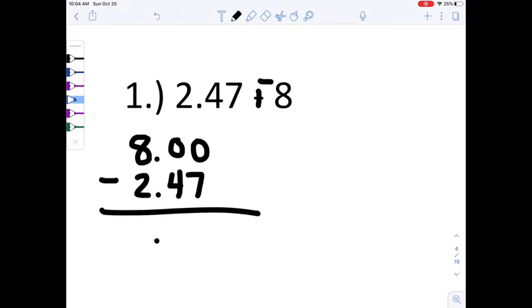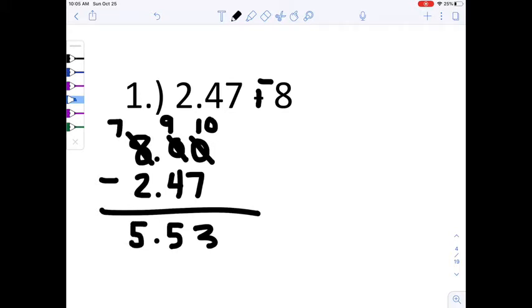I'm going to bring down that decimal point. And then I can't do 0 minus 7. I can't do 0 minus 4. I have to borrow from the 8. So the 8 becomes a 7. My 0 becomes a 9, and my second 0 then becomes a 10. 10 minus 7 is 3. 9 minus 4 is 5. Double checking that I have my decimal in the right place. And 7 minus 2 is 5. So my answer, as of right now, I have 5 and 53 hundredths.